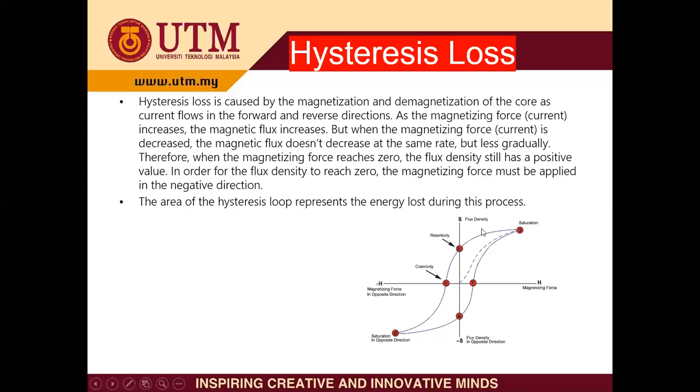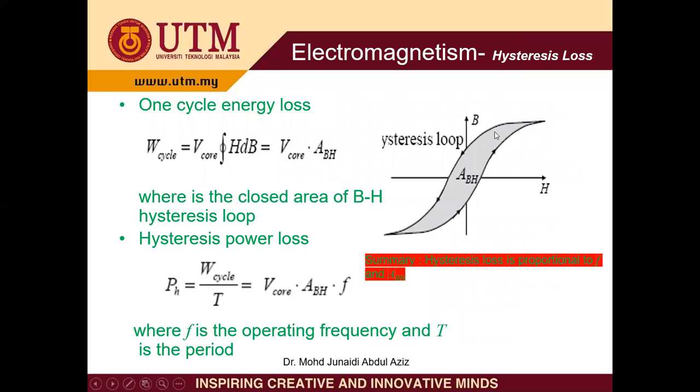The process of magnetization and demagnetization produces these hysteresis losses, and the hysteresis loop represents the energy loss during this process. Inside this closed loop is where we can calculate the hysteresis losses. In general, the hysteresis losses depend on the volume of the core multiplied by the cross section of the core multiplied by the frequency.